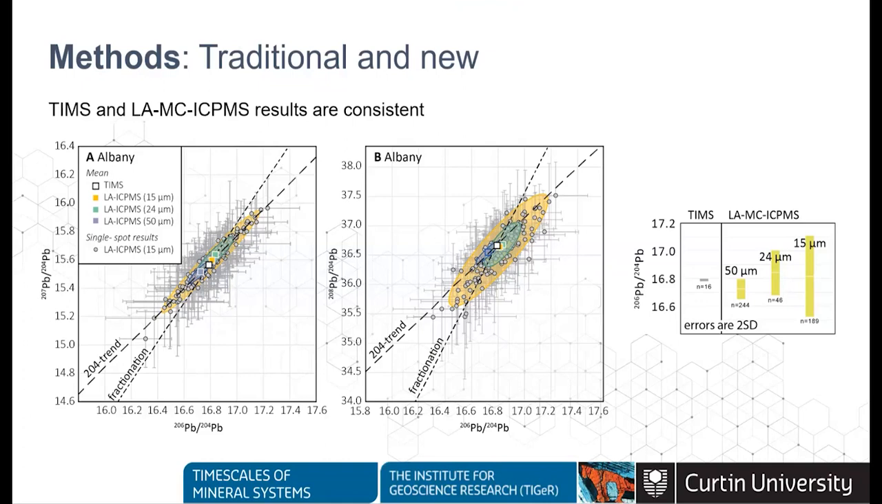Another thing that this figure shows is the influence of the 204 uncertainty, that isobaric interference between 204 mercury and 204 lead. Even though we correct for that, we still commonly observe this linear scatter in our final results following that 204 trend, which is related to this interference. And this effect becomes stronger as we decrease spot size. But then again, with a sufficiently high number of analyses, the means are all consistent.